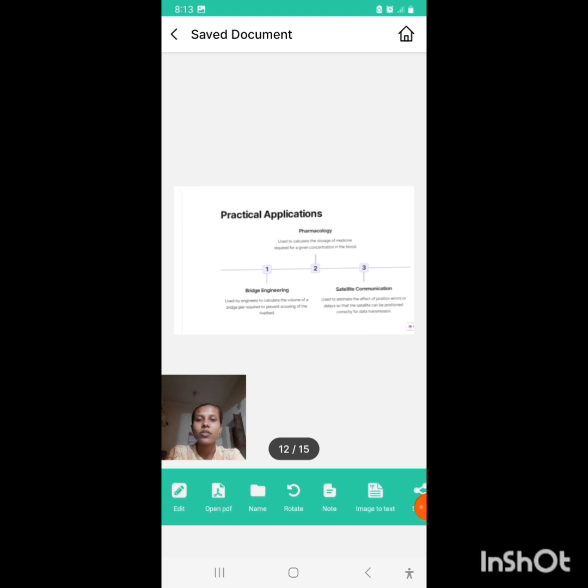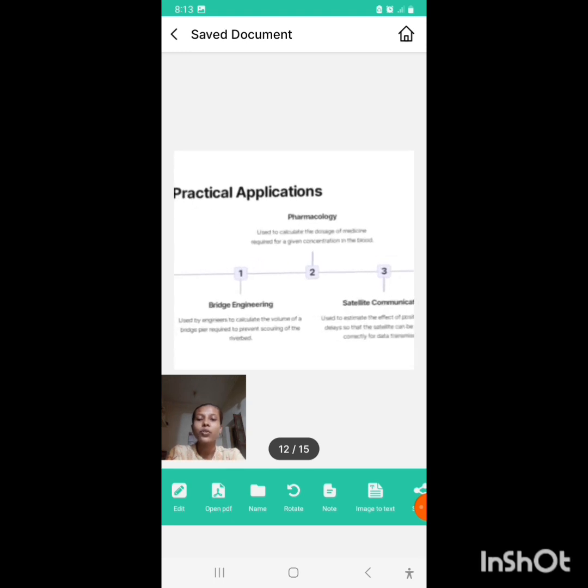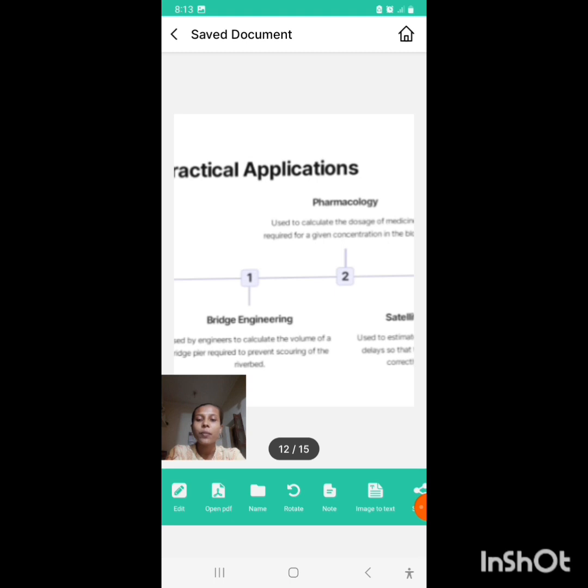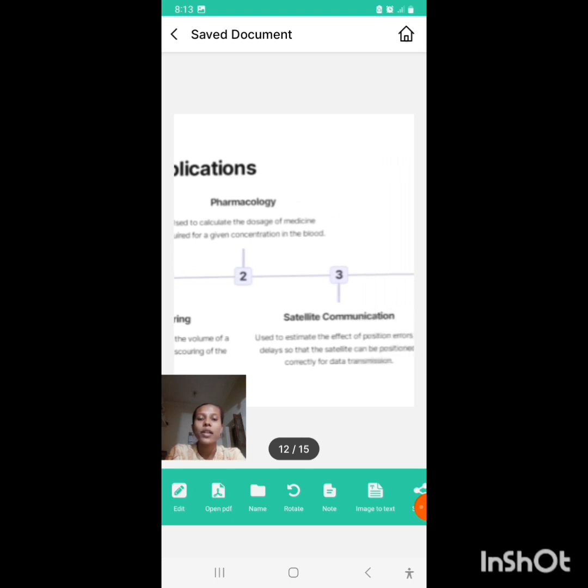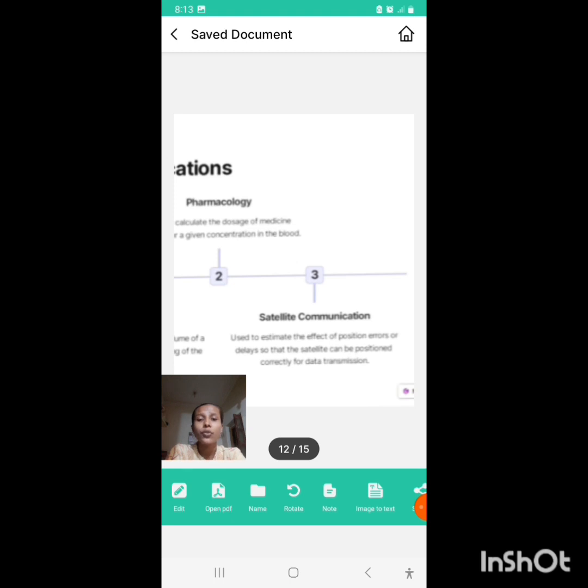Practical applications. Bridge engineering: used by engineers to calculate the volume of a bridge pier required to prevent scouring of the river bed. Pharmacology: used to calculate the dosage of medicine required for a given concentration in the blood. Satellite communication: used to estimate the effect of position error or delays so that the satellite can be positioned correctly for data transmission.